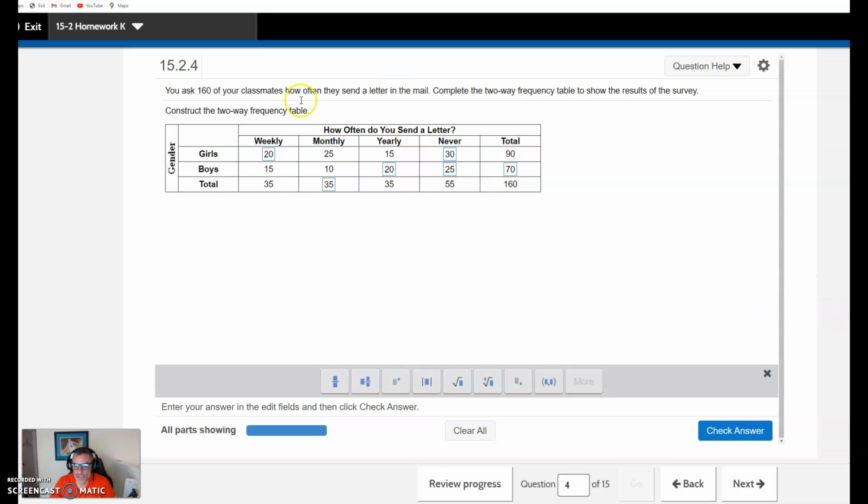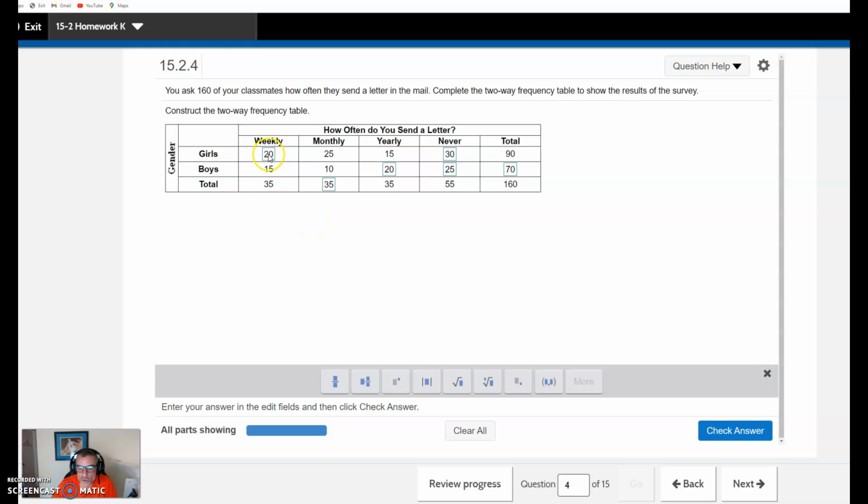Okay, so now I have the table completely filled out. And again, I maybe should have done this at the beginning, but here it's how often do you send a letter: weekly, monthly, yearly, or never. And then on the gender, it's boys or girls. And so we can look for any patterns, like who sends the most letters.